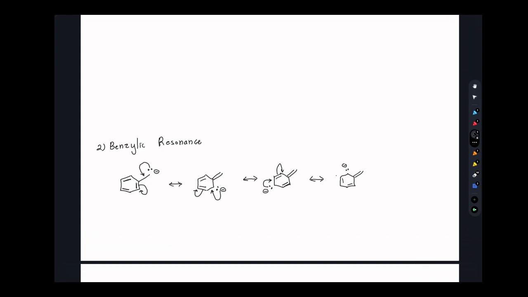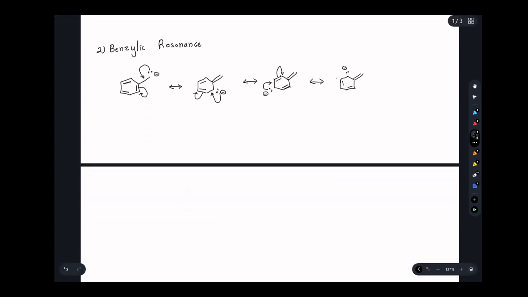Negative charges on carbon can be stabilized by resonance, but let's look at heteroatoms, atoms like oxygen and nitrogen, and see how they can complicate resonance.